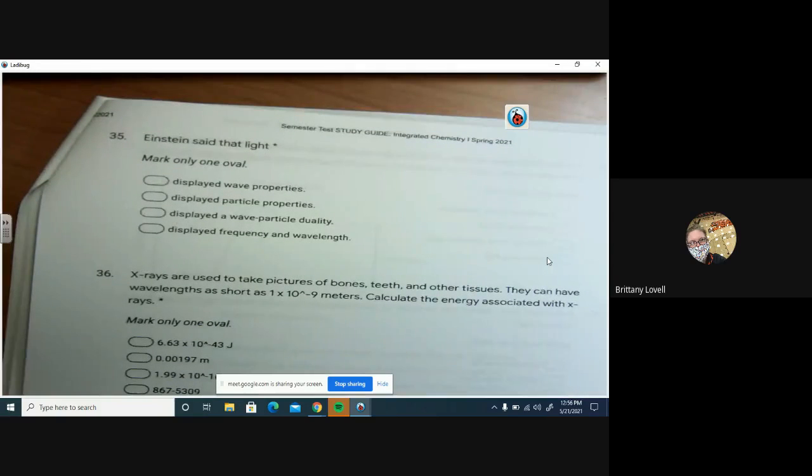Okay, 35. Einstein said that light does what? He's the guy who put both of those theories together, the wave theory and the particle theory. So he said they have a wave-particle duality. Number 36 is also a math problem. Like I said, we're going to come back and do that one later. 37, which type of radiation travels faster, microwave or X-rays? Neither. They travel at the speed of light. Okay. All right. 38.